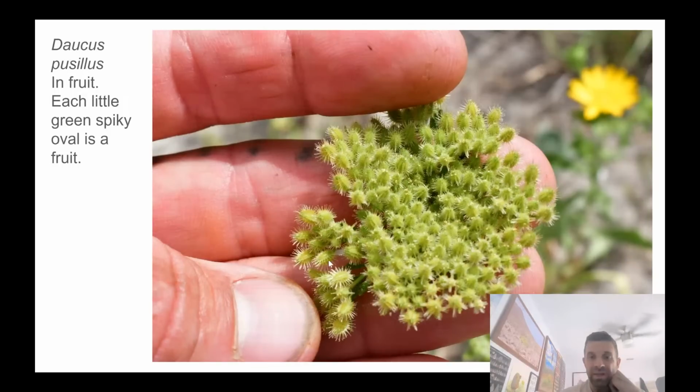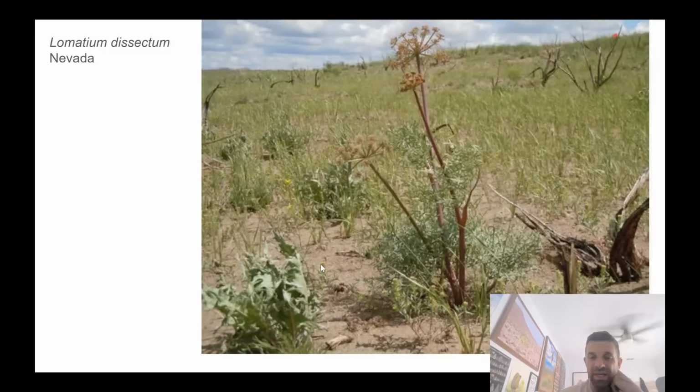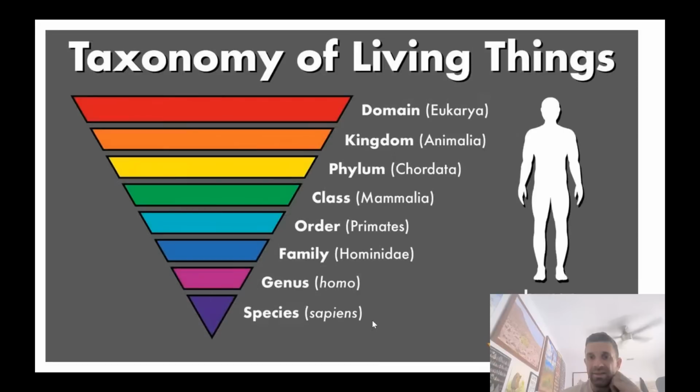Daucus pusillus in fruit. These are the fruits. The flowers are gone. You've got a bicarpellate little fruit that sticks to you. It's got those spines on it. It's a sticker. Lomatium dissectum, same thing. Compound umbel. This is a plant in Nevada. Okay, we'll end it there for now.